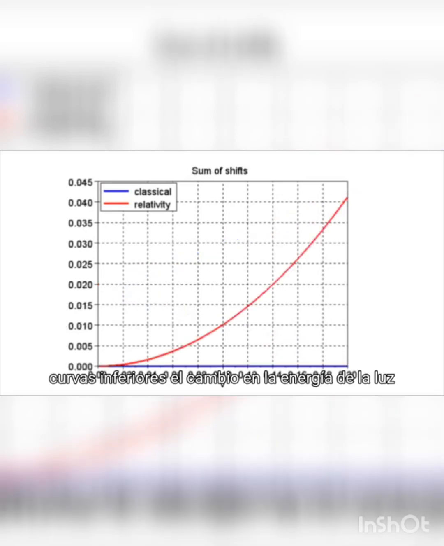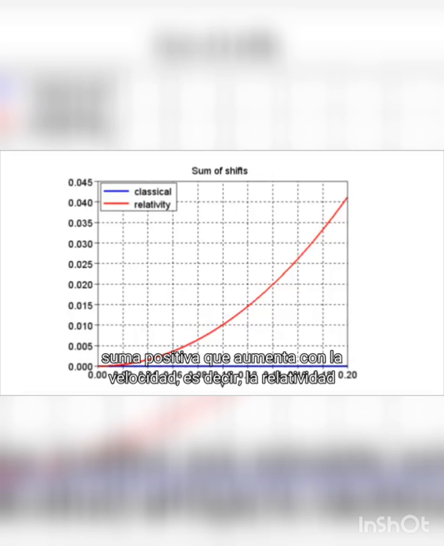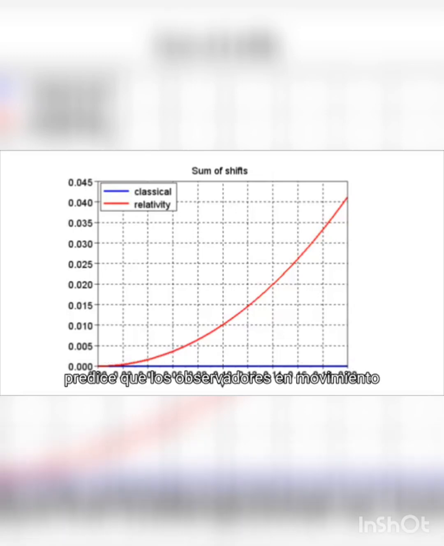The change in light energy is due to the sum of the two Doppler shifts. In the classical theory, the sum is zero, but relativity predicts a positive sum that increases with velocity. That is, relativity predicts the moving observers will measure more emitted energy. More emitted energy leaves less energy behind in the form of kinetic energy. Since the velocity v doesn't change, that must mean the mass of the particle decreases.